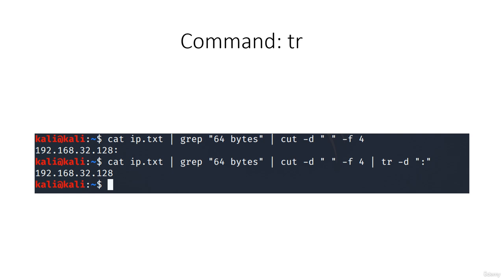If we look at the IP address that we obtained in the last command, there is a colon attached to the back of the IP address, so we cannot ping it as is. Therefore, we actually need to remove the colon before performing the ping sweep. So now we are going to use a command called tr.